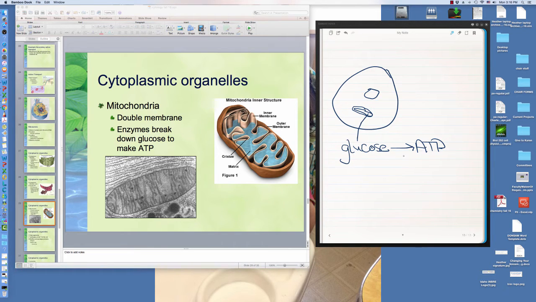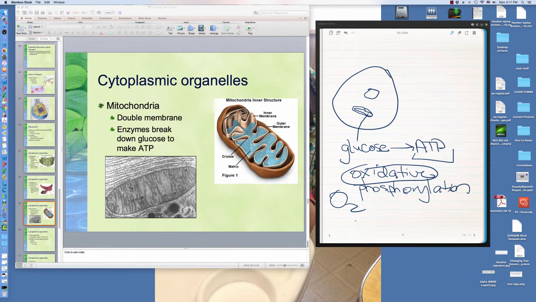We will talk a little bit more about how this process actually happens next semester, primarily, but the purpose is to take glucose and convert it into ATP, and ATP is the energy unit of the cell. It's the unit by which we do all cell activities. The process of converting glucose into ATP is called oxidative phosphorylation. Oxidative because it requires oxygen. So to convert glucose to ATP, you must have oxygen in order to do that.